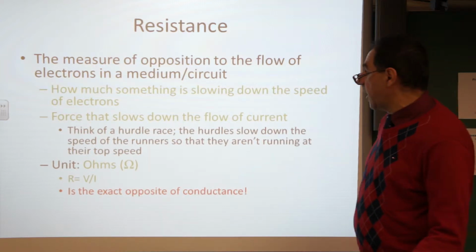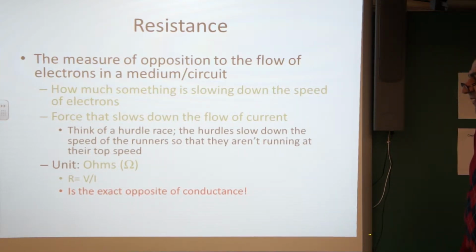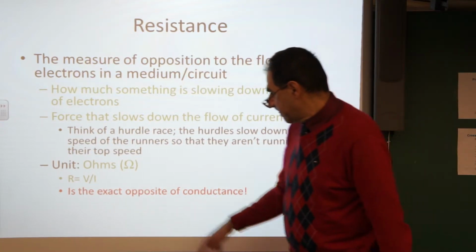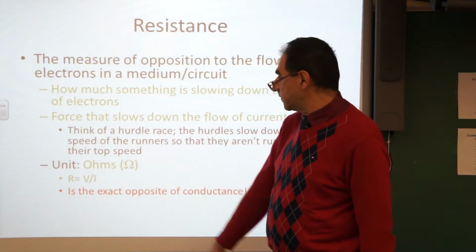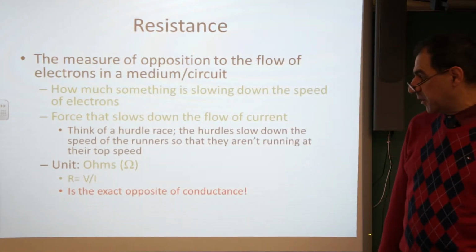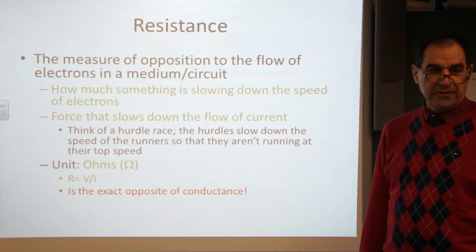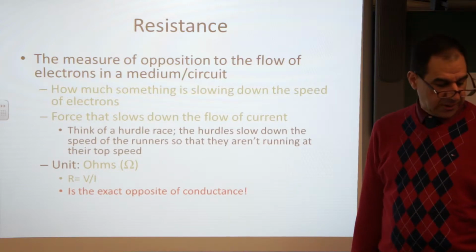Resistance is the measure of opposition to the flow of electrons in a medium or circuit. So how much something is slowing down the speed of electrons. And the unit of measure is ohms. Ohm was famous for developing a formula called Ohm's law, V equals IR, in which your potential difference is equal to your current times your resistance.